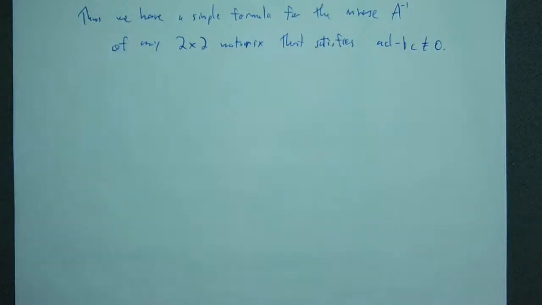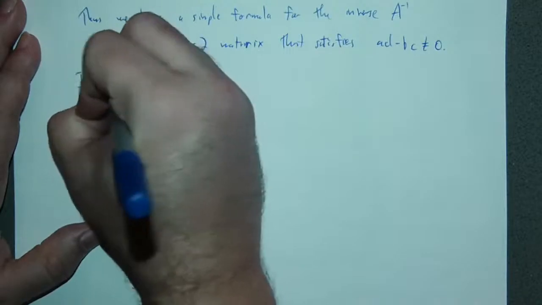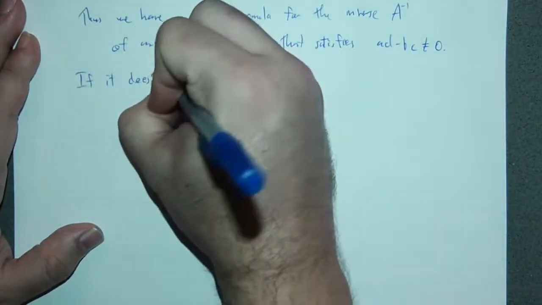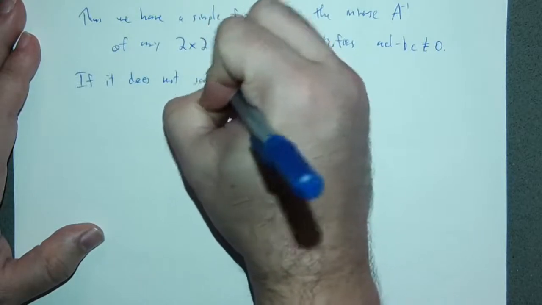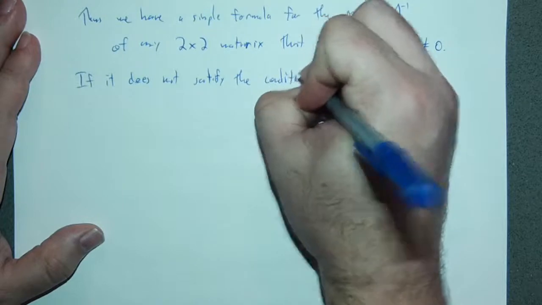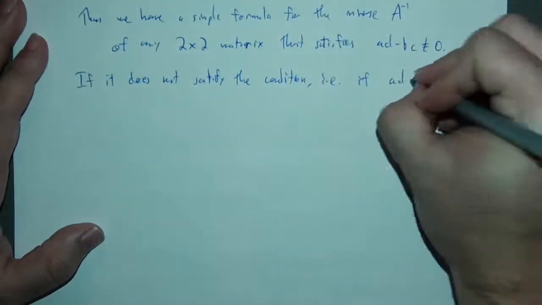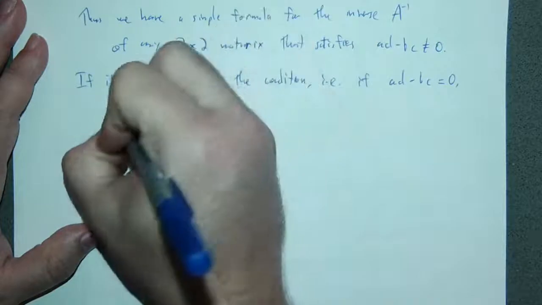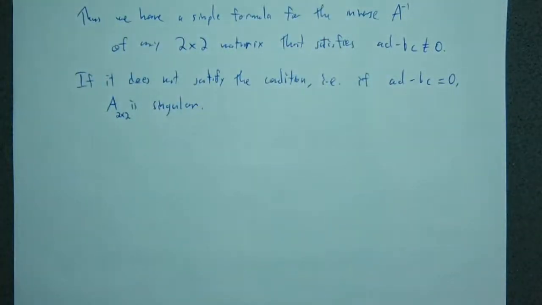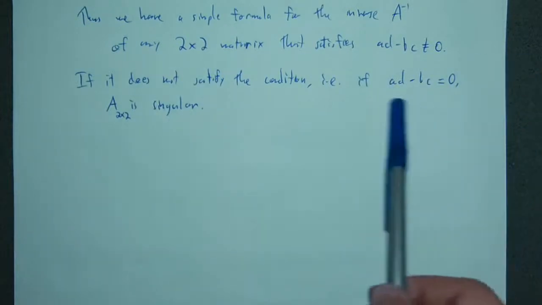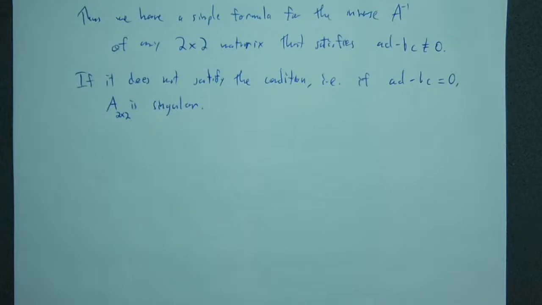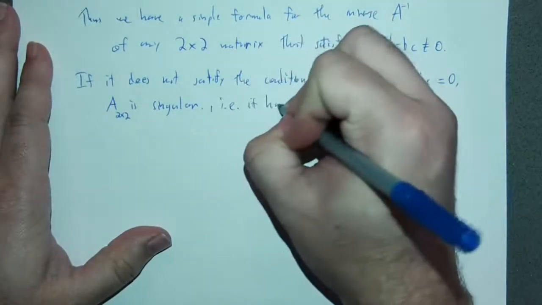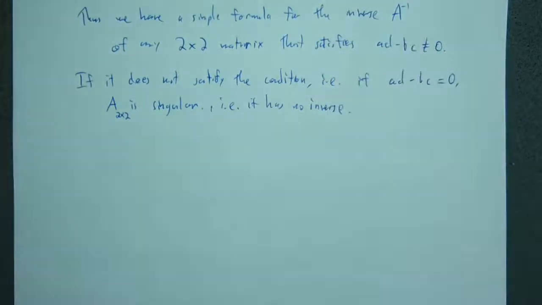Of course, if it doesn't satisfy that condition, then it doesn't have an inverse. So if AD minus BC is equal to 0, A is singular. So that's for a 2 by 2. We have a complete description of every type of 2 by 2 matrix that has an inverse. If it satisfies this condition, we have a formula that just tells us what the inverse is. If it doesn't, then it's singular, i.e. it has no inverse. And so that completely describes what goes on.